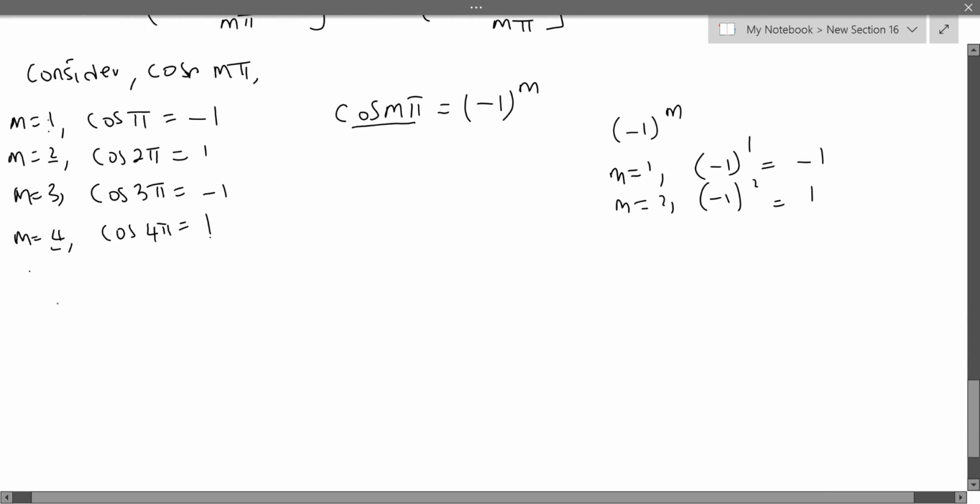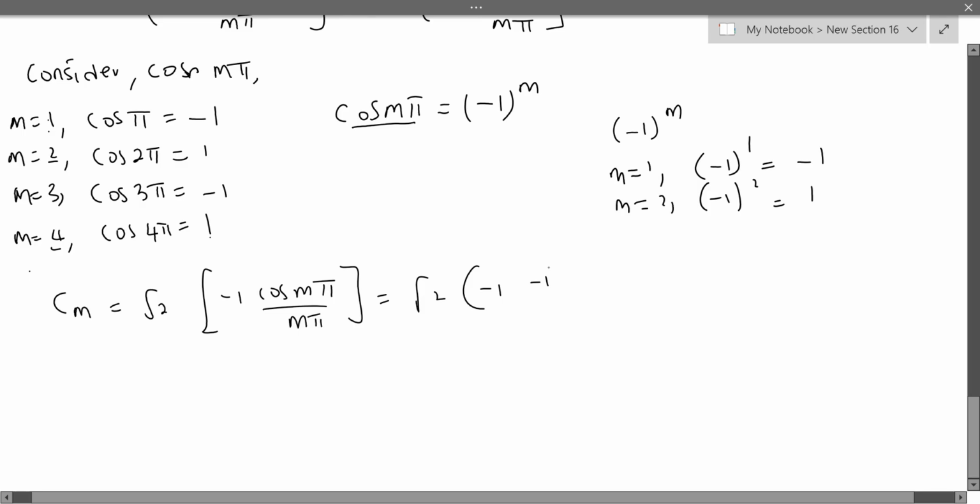So let's come back to where we are. We have c_n equal to root 2 times minus 1 cos n pi over n pi. So this is where we were. So this will now give you minus 1, then this cos n pi is now minus 1 raised to the power of n, divided by n pi. But you can see that there is another minus 1 outside. So this minus 1 can multiply this minus 1 using the law of indices, and that will give you minus 1 raised to the power of n plus 1, divided by n pi. So that is your c_n, and I think we are done.